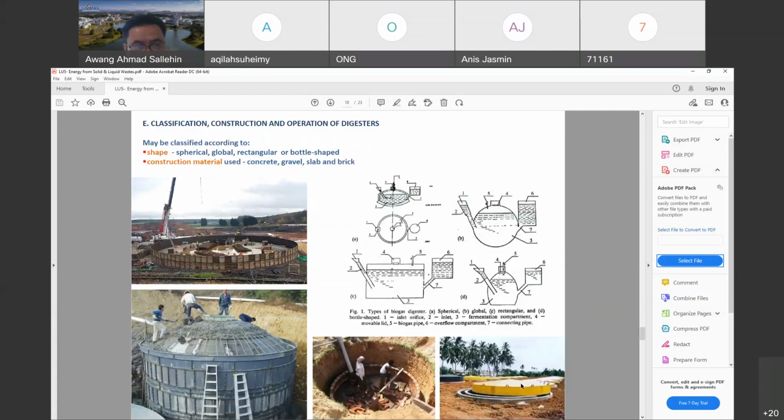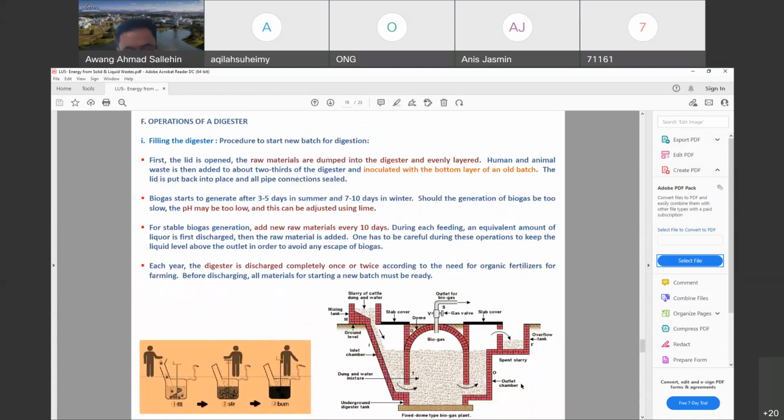Okay, these are the construction, classification, as well as operation of the digester. That you see the digester being manufactured and constructed. The digester helps in the anaerobic digestion process. So these are the processes involved, where you can collect the biogas.